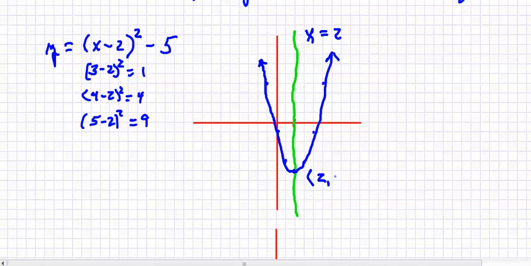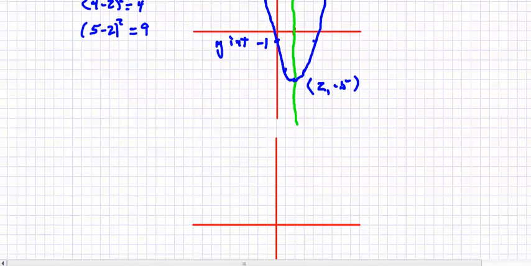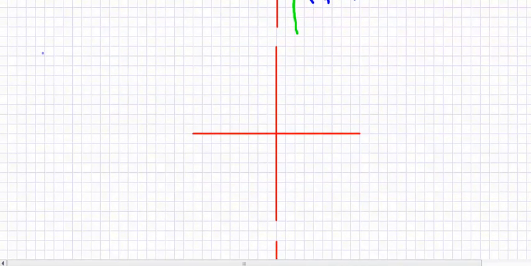Label our axis of symmetry, x equals 2, our vertex, (2, -5), and our y-intercept here, y-intercept, -1. All right, and we're done. That easy. All right, let's do another one.